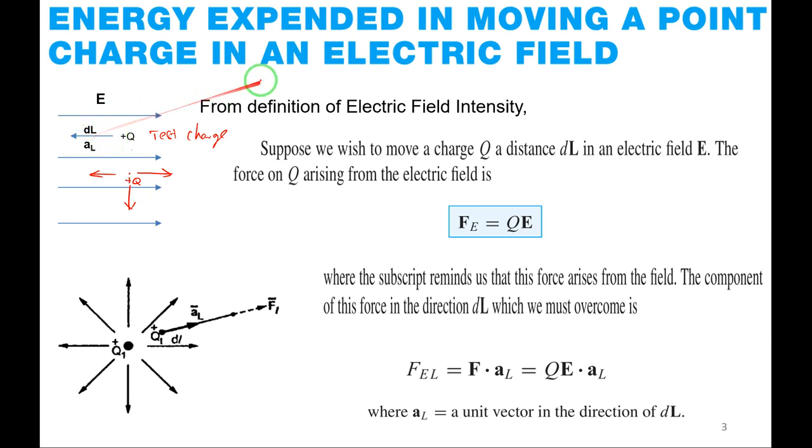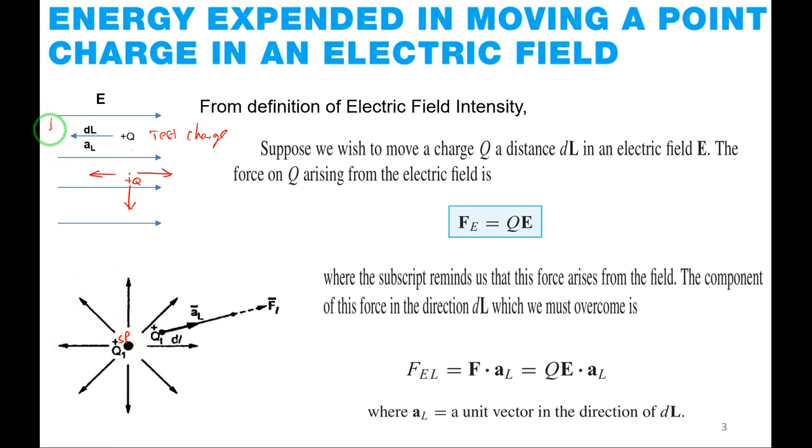So what is the energy expended in order to move the test charge either in the direction of the field, against the field, or perpendicular to the field? This is the field I mentioned. What is the source of the field? We are not worried about the source. But if you take the second diagram, there is a point charge here, plus Q. The field lines you can see here go in all 360 degree directions. This is the source of the field, the source point.